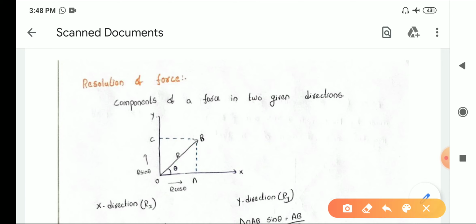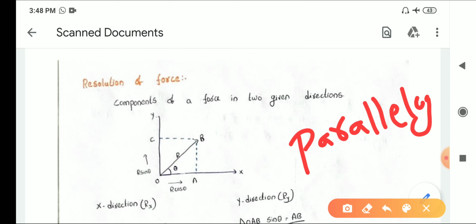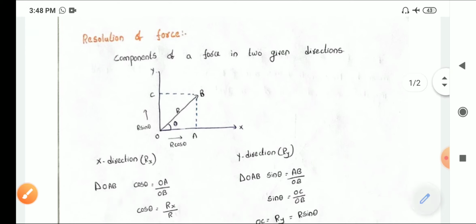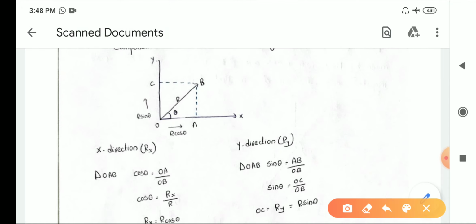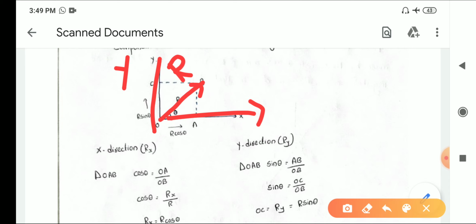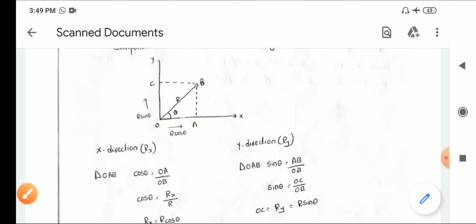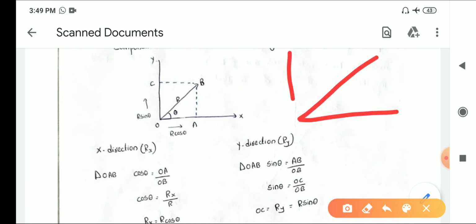Now, how do we calculate the resultant of the force? By using the parallelogram law, right? By using the parallelogram law, we can make the resultant of two forces. Similarly, in the resolution of the force, observe this figure. If this is x axis and this is y axis and this is a force R, now we have to resolve this force R in two directions, that is x direction and y direction.